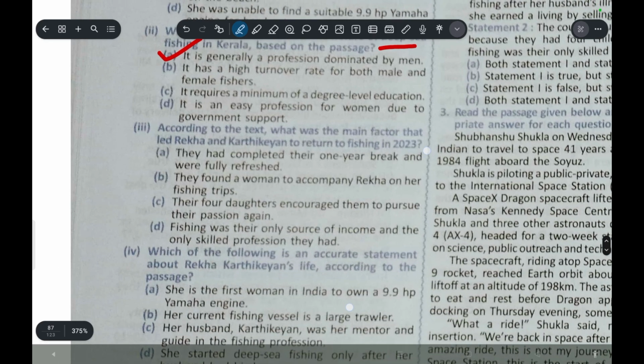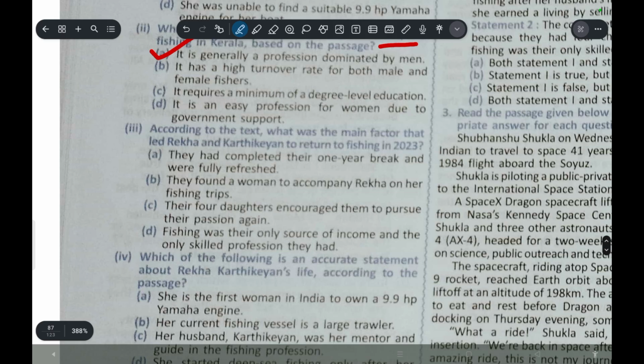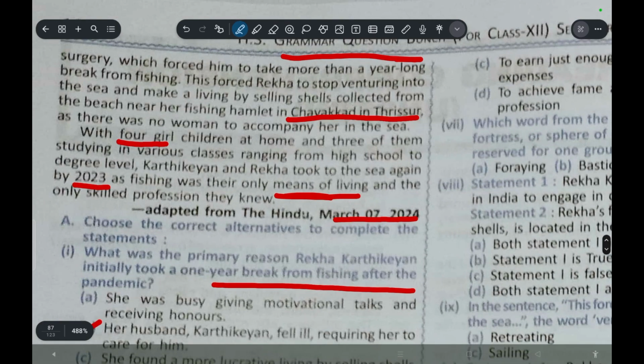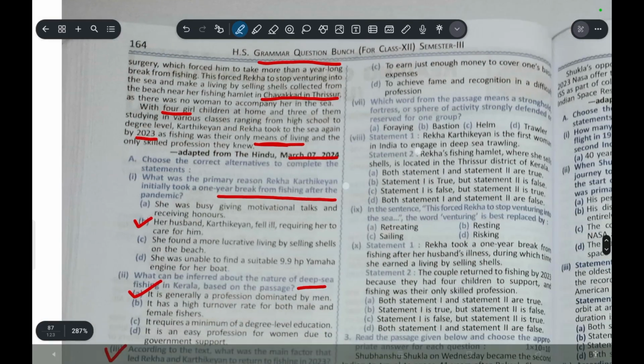Next question. According to the text, what was the main factor that led Rekha and Karthikeyan to return to fishing in 2023? Why did they come back to fishing in 2023? They had completed their 1 year break? No. They found a woman to accompany Rekha? No. Their 4 daughters encouraged them to pursue their profession again? No. Fishing was their only source of income and the only skilled profession they had. The line is here: their only means of living and the only skilled profession they knew.